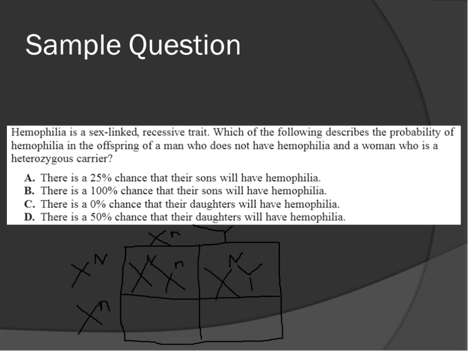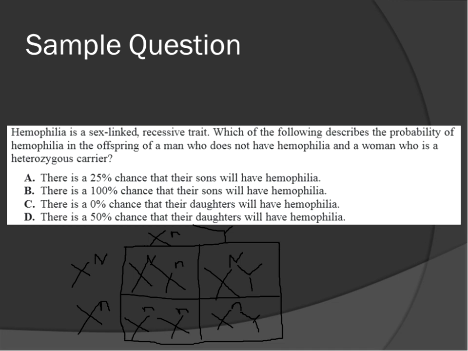X, X, heterozygous. X, Y, and we have this person having it. We got X, X. Also, this one is no and no. So this person does not have it. And we get another X, Y. And this person does not have it.